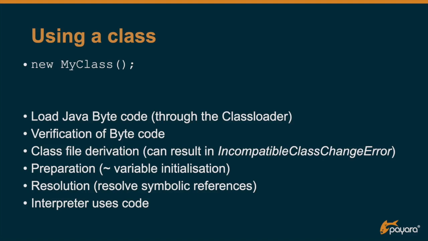The next step is the preparation. You can see it as more or less the variable initialization. There is also a resolution step for resolving symbolic reference, most of the time related with dynamic invokes constructs that you have, or that some libraries that you use in your application. And then the Java interpreter can use that code.